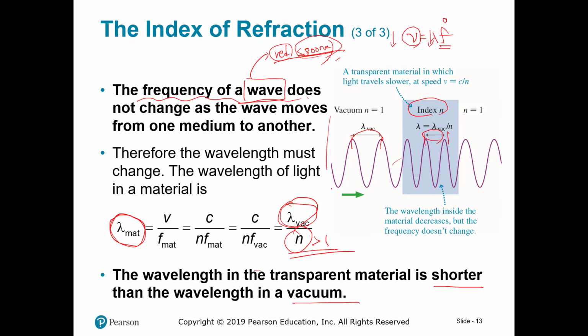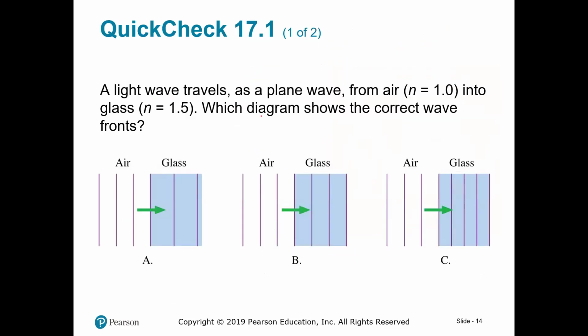So you can remember these pictures, right? The light wave travels as a plane wave from air, which is almost a vacuum, into glass with n of 1.5. Which diagram shows the correct wave front? Again, the wavelength is getting smaller. So the answer is C.